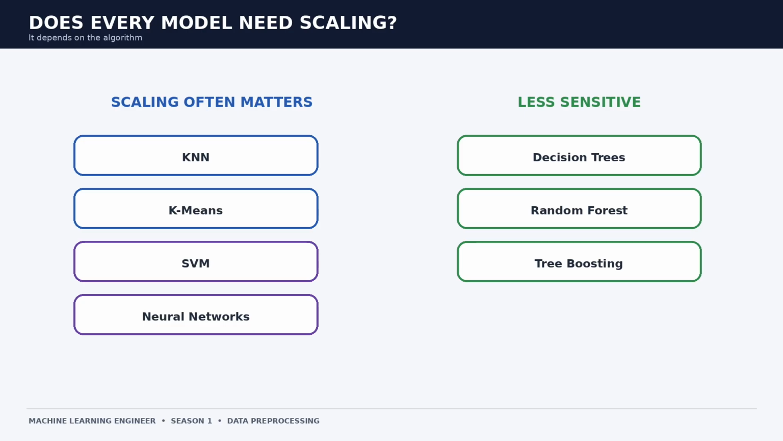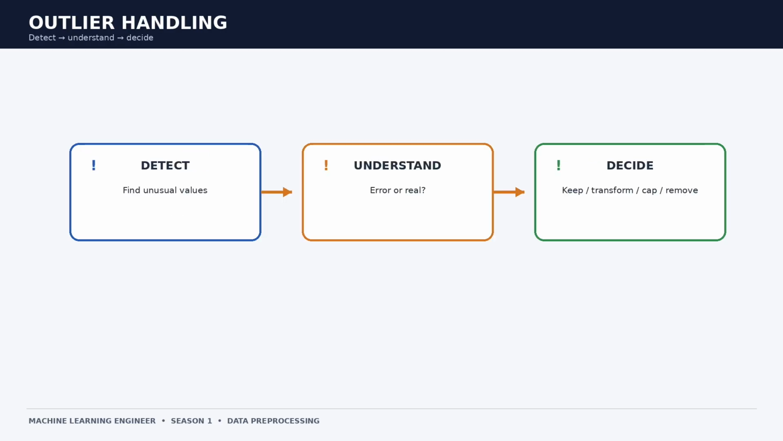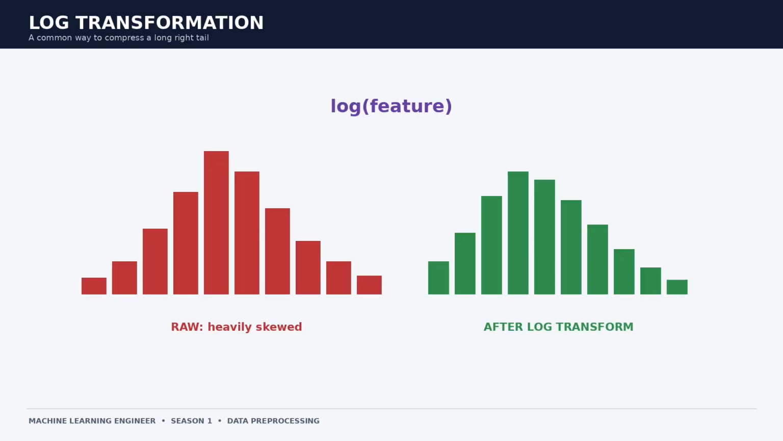Tree based models are generally much less sensitive to feature scaling. Now, what about outliers? We have several options. We can keep them if they are legitimate. We might transform the feature. We might cap extreme values, or if we know they are caused by data errors, we might remove them. There is no universal rule.